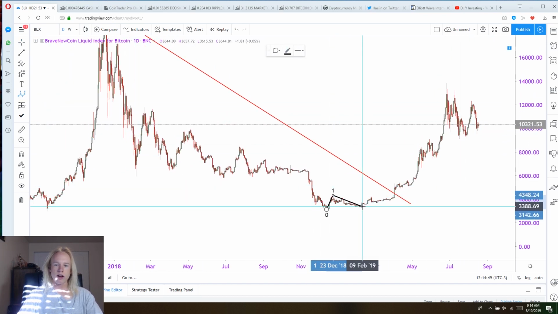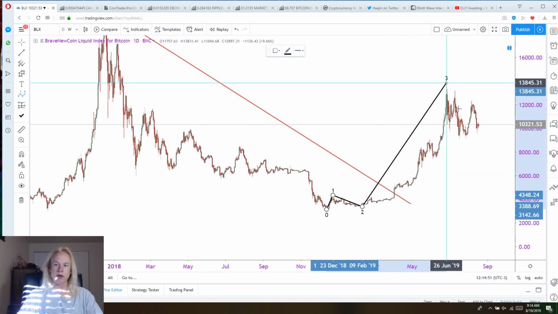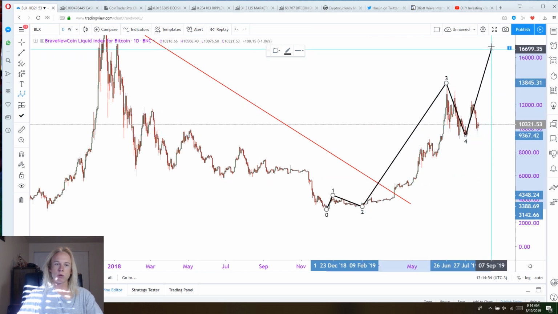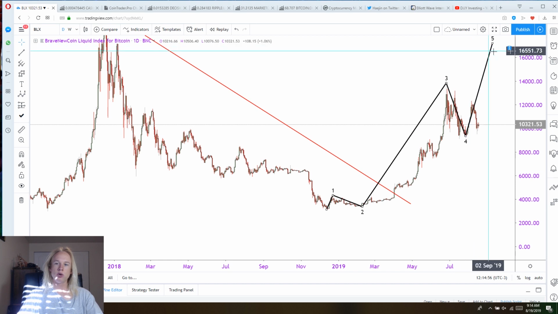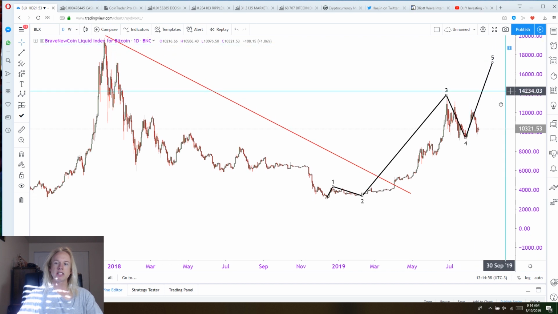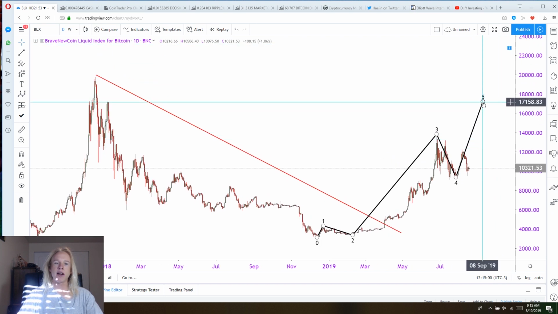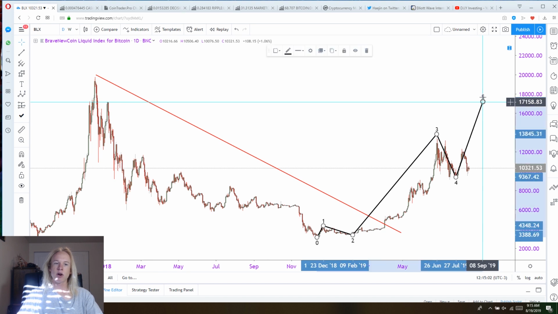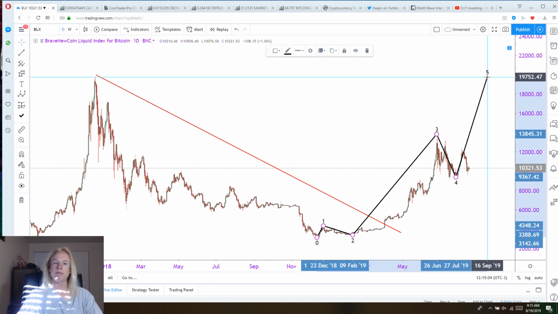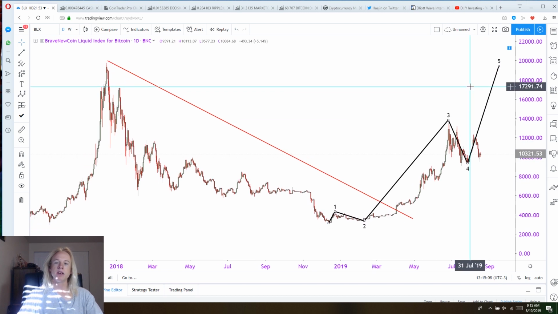This was our 1 wave, this was our 3 wave, and now we still have one more final 5 wave impulse to come. Now, the thing about this final 5 wave impulse is the fact that it can take us to this lower high, or it can take us all the way to this all-time high mark. And that's really where I'm going to be watching it to end.